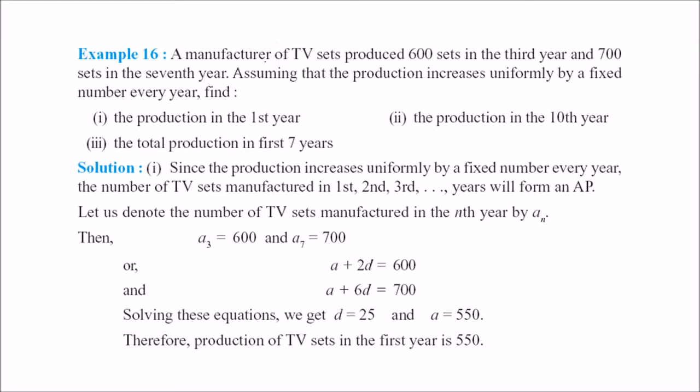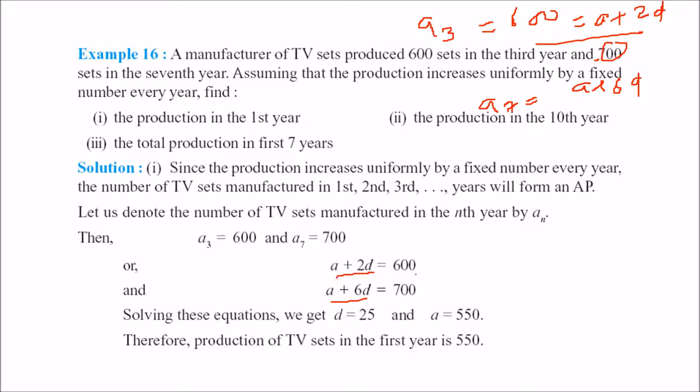Next, a manufacturer of TV sets produces 600 sets in the third year. So a3 is given as 600. And we can directly write it as a plus (3 minus 1) into d, that is a plus 2d, equal to 600. Similarly, in the seventh year the production is 700. So a7, what is this? a plus (7 minus 1) into d, that is a plus 6d. So a plus 6d is 700, and a plus 2d is 600.